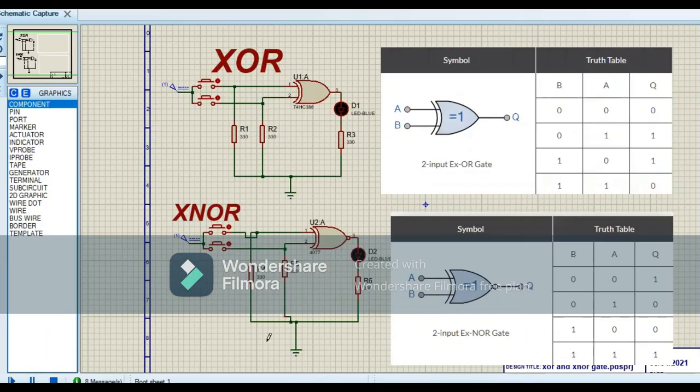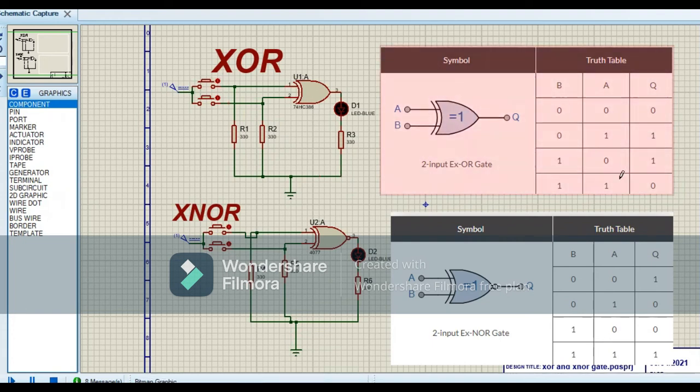The other two gates are the exclusive OR gate and the exclusive NOR gate. These are the two types of logic gates. Although they are not basic gates, they are constructed by combining other logic gates. First we have the XOR gate. Its symbol is this. From the truth table we can see the output is high when both of its input terminals are at different levels with respect to each other and low when both are the same.